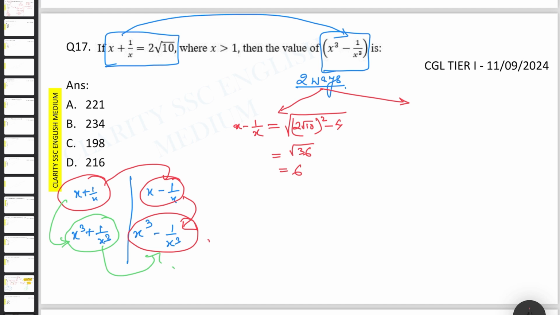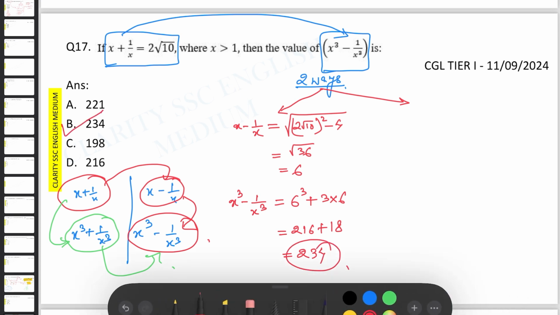So we can easily find x cube minus 1 by x cube. X cube minus 1 by x cube is nothing but n cube plus 3n. What is n here? 6. 6 cube plus 3 into 6, that is 216 plus 18. So obviously 234 is the correct answer. Option number B is the correct answer.